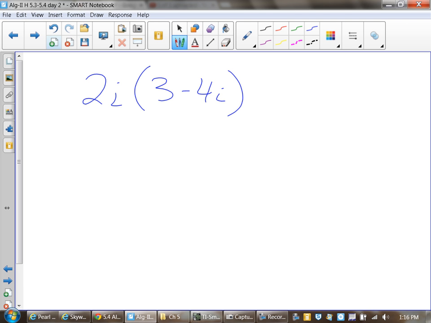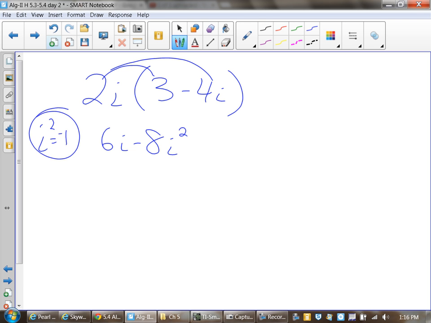Now, normally in your minds you're thinking, okay, that's nothing more than a distribution property, right? So you distribute out. What's 2 times 3? 6. So I have 6i. Remember, treat it like it's a variable. And then what's 2 times negative 4? Negative 8i squared. Now, what is i squared equal to? Negative 1. That i squared equals negative 1 is really important. So you get 6i minus 8 times negative 1, which is 6i plus 8.